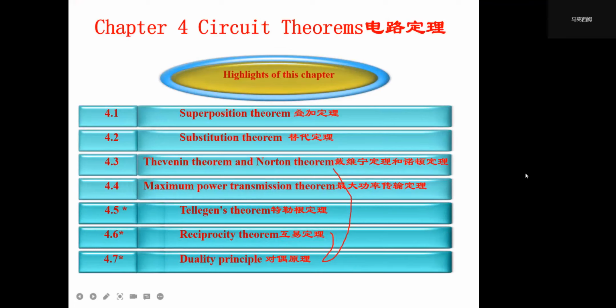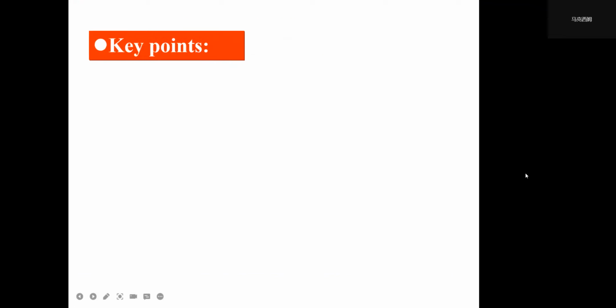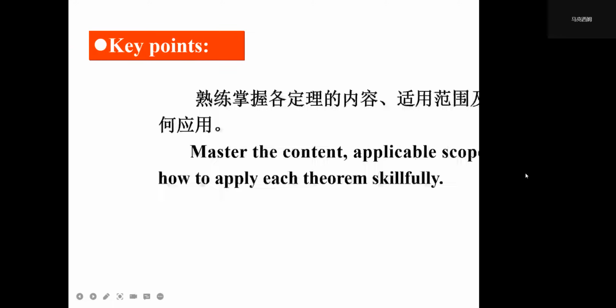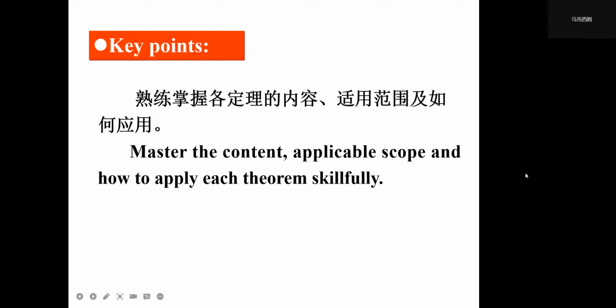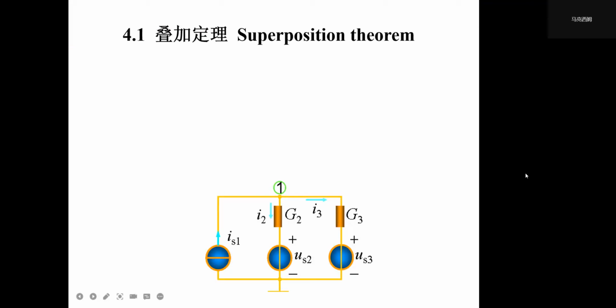So we're going to do it step by step. In this chapter, we should master this content, and to which extent we should apply these theorems and how to apply them in analyzing circuits. So first, we're going to talk about the superposition theorem.